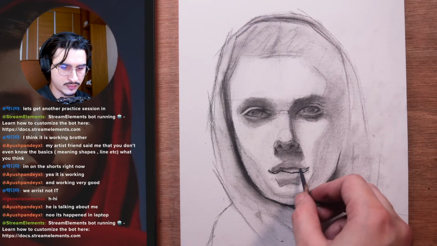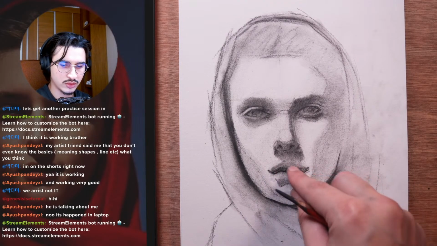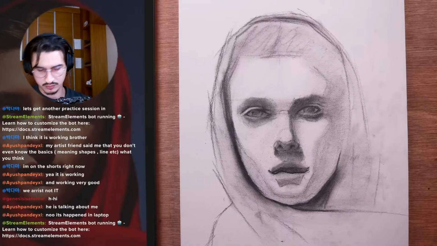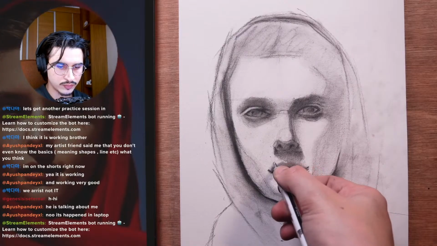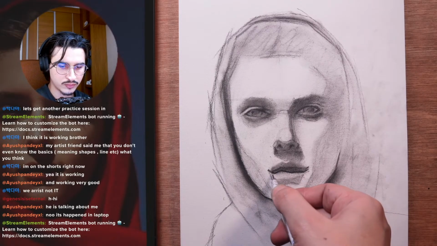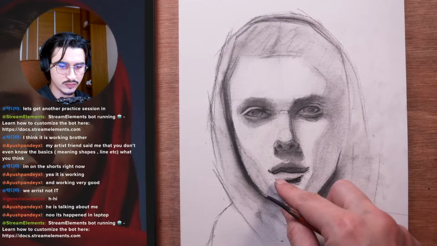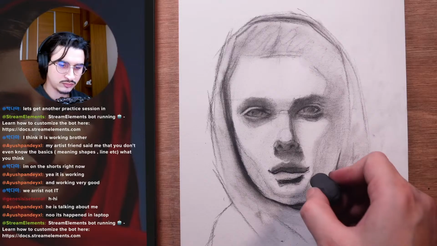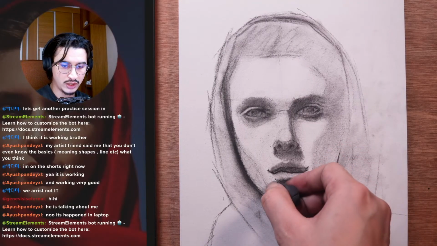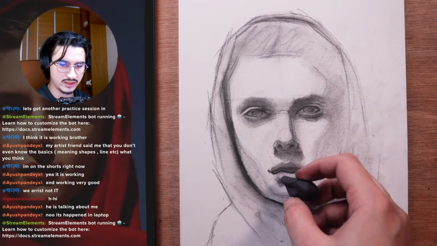If I don't like a drawing, I try to identify what I actually didn't like about it, so that I can improve it next time. Even though I lost control in the eye area, it still doesn't look that bad.